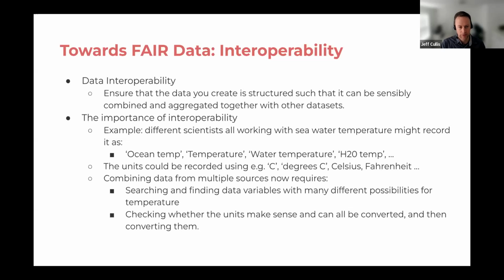You can imagine this counter example, where you have a bunch of scientists all working with seawater temperature, and they might all record it using different terms: ocean temp, temperature, water temperature, H2O temp. Their units could be different: Celsius, Kelvin, Fahrenheit, you name it, and with different spelling. Now say you want to try and combine this data together and build one product out of it. Well, now you've got to go through and use a standard name for every variable that you want to use, check the units all make sense, and convert between them. So obviously that's not a great situation. So we're talking more now about ways of avoiding that kind of scenario.